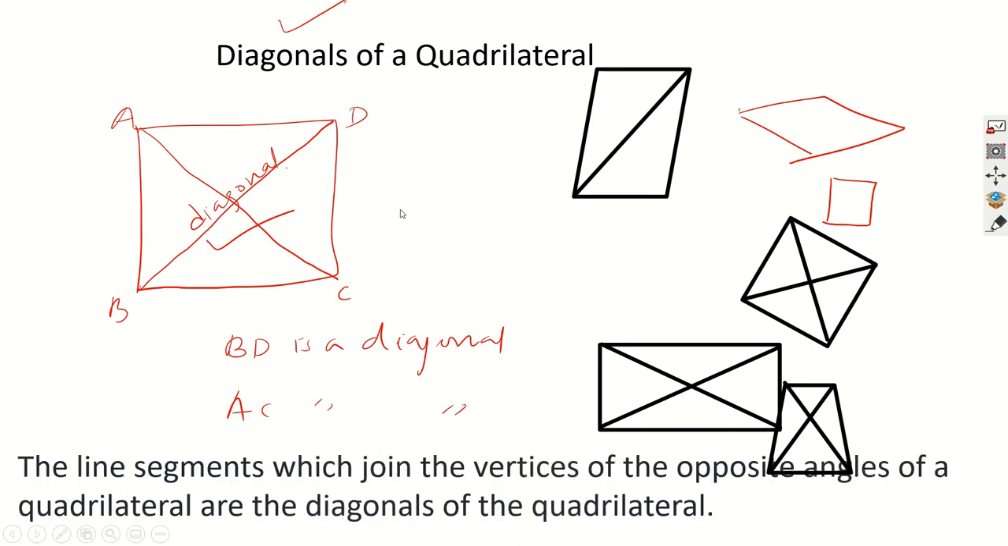Line segments which join opposite vertices of a quadrilateral are called diagonals. Understood? And the diagonal will divide the quadrilateral into two triangles. If a single diagonal is drawn, it will divide that quadrilateral into two triangles. Correct? So these are something what you studied now, and it is important too. Let me remove all this.